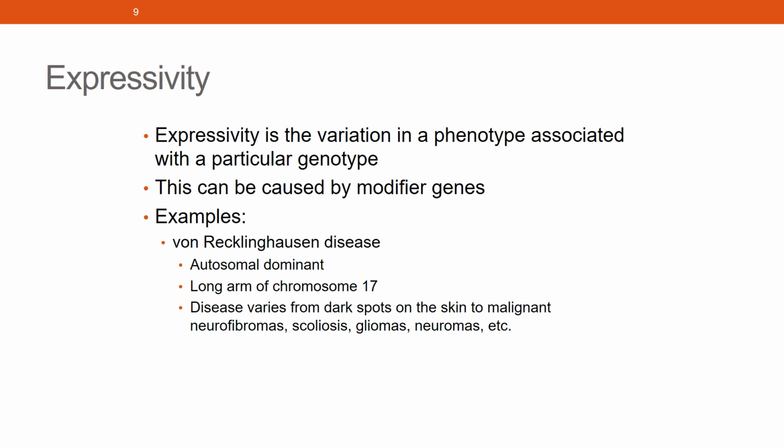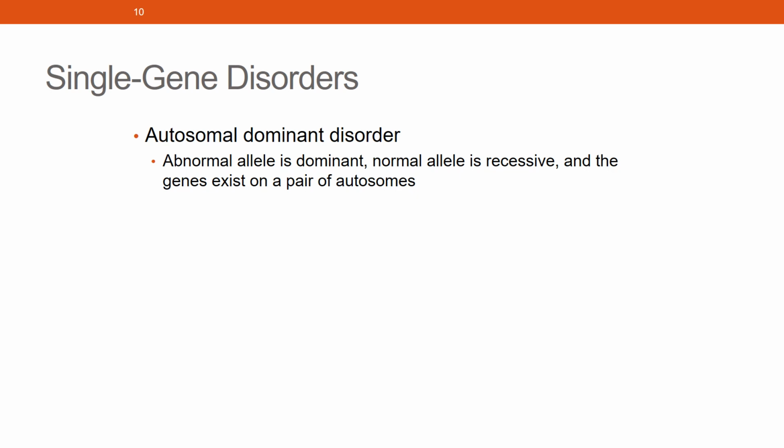Another disease I want to talk about is von Recklinghausen disease, which is an autosomal dominant disorder. It affects the long arm of chromosome 17, but the expressivity can vary significantly. It can have a rather dramatic appearance of the disease.